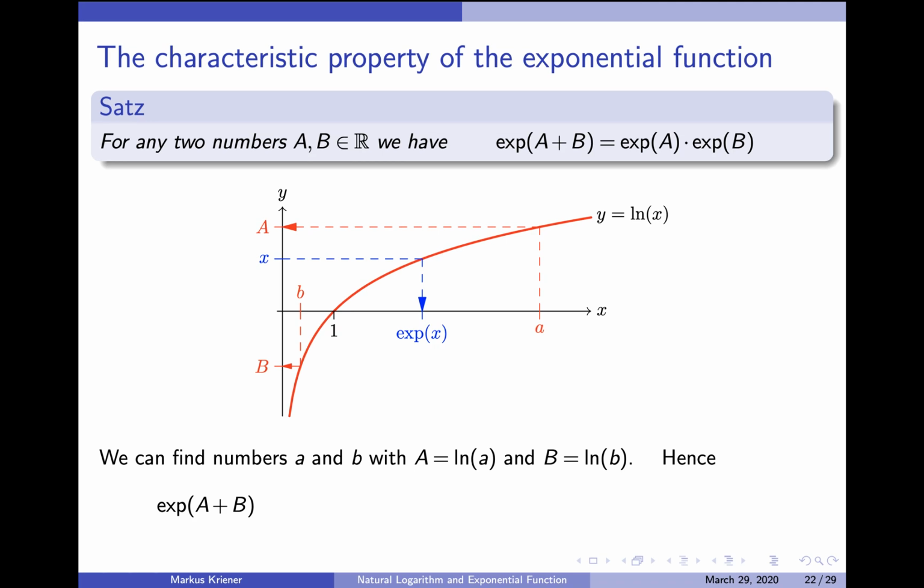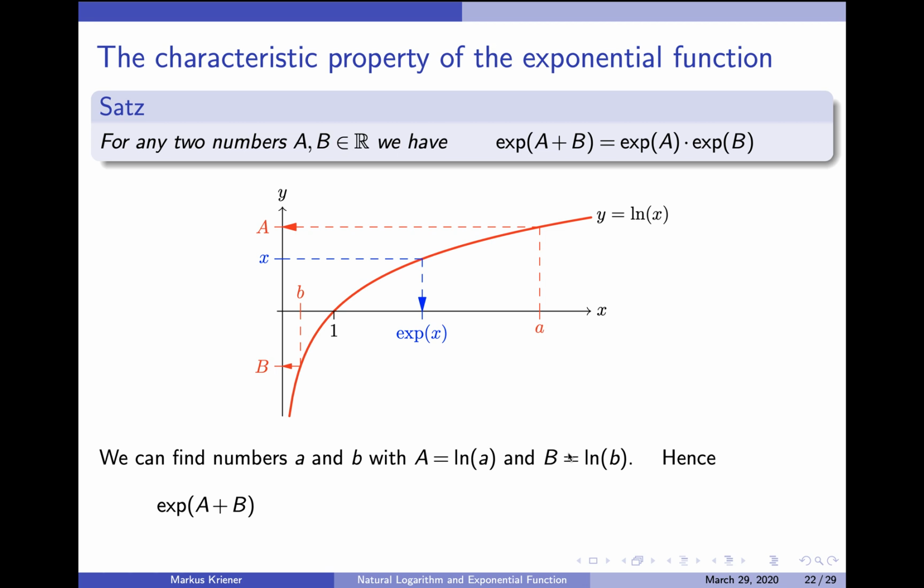Let's start with two numbers, capital A and capital B, on the y-axis. We go to the right until we hit the graph. We always hit the graph eventually because the range of ln is all real numbers, and so we can find numbers small a and small b such that this holds.